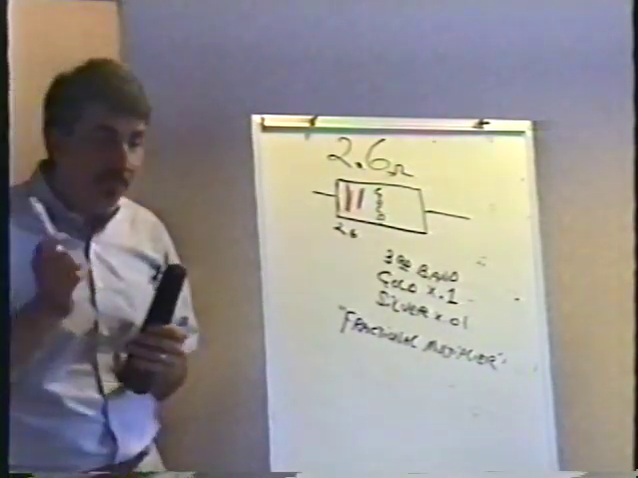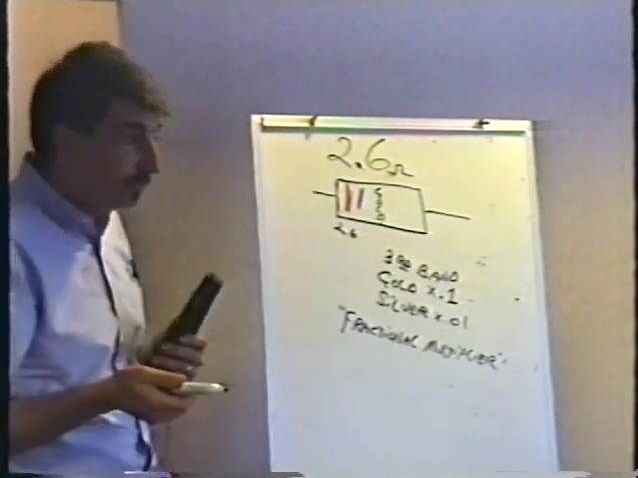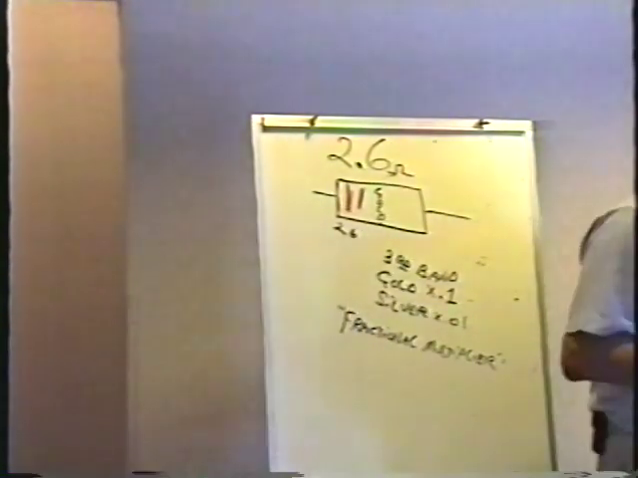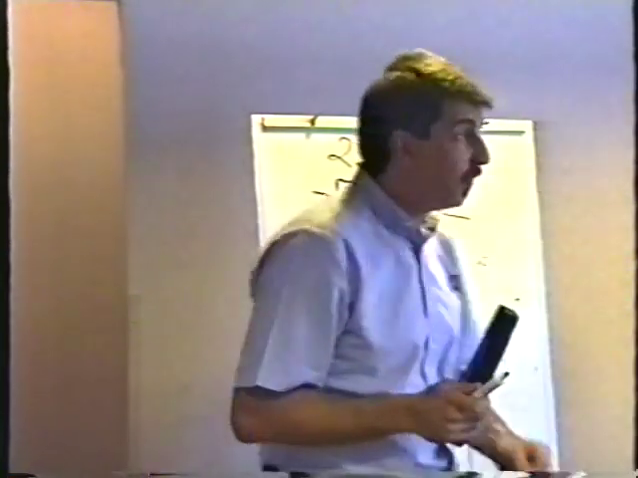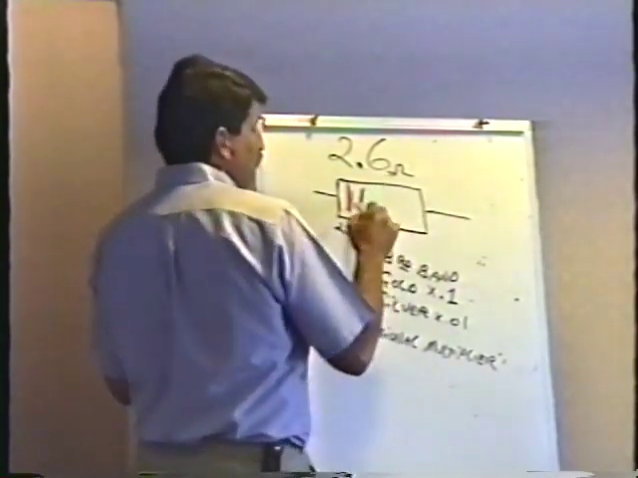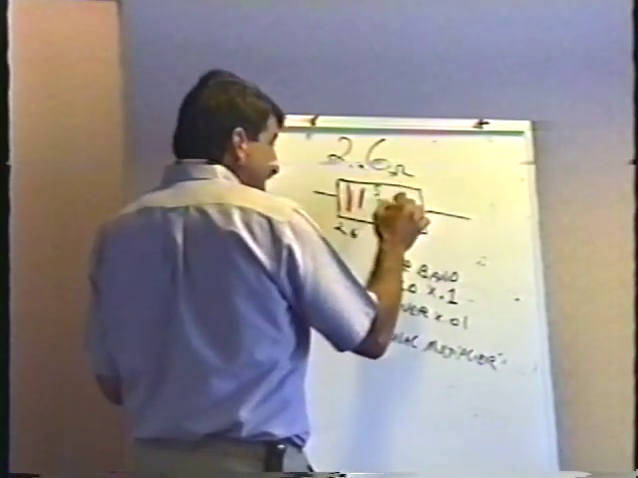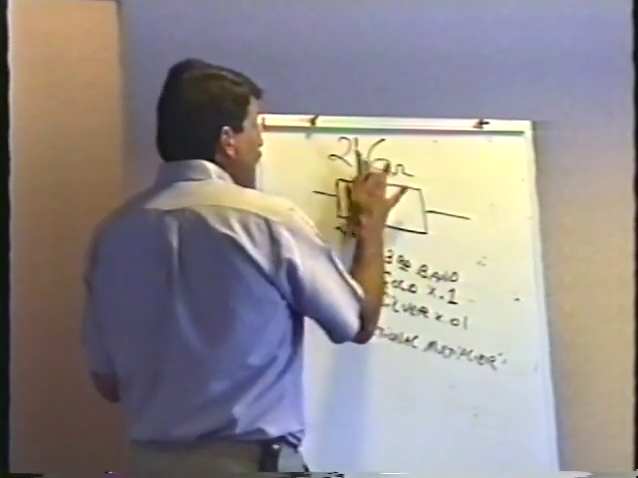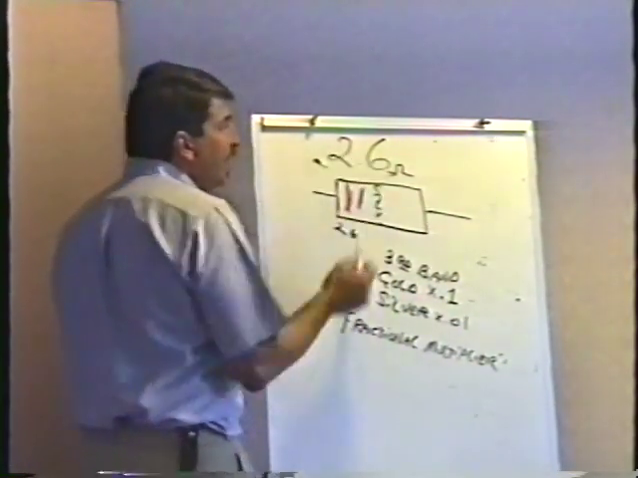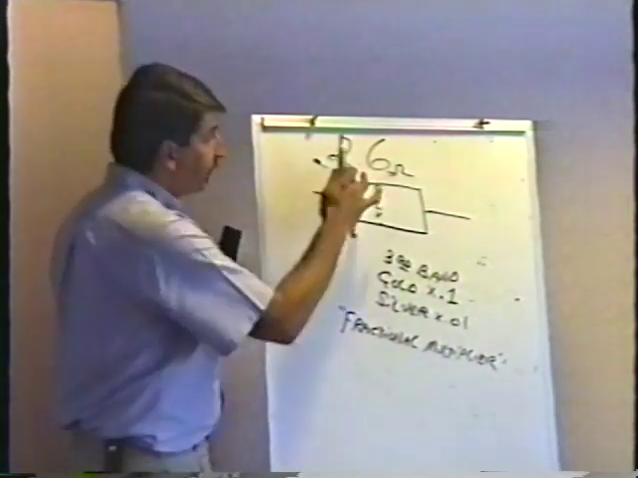If the 3rd band is gold, the fractional multiplier tells you to multiply times 0.1. If, on the other hand, this was red, blue, silver, silver says multiply times 0.01, which would be moving the decimal 2 to the left. It would be 0.26 ohms.